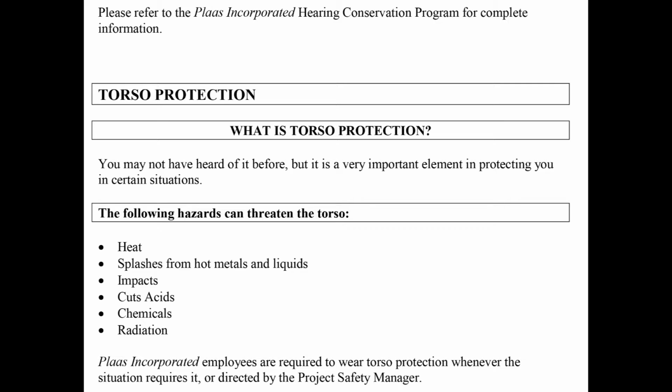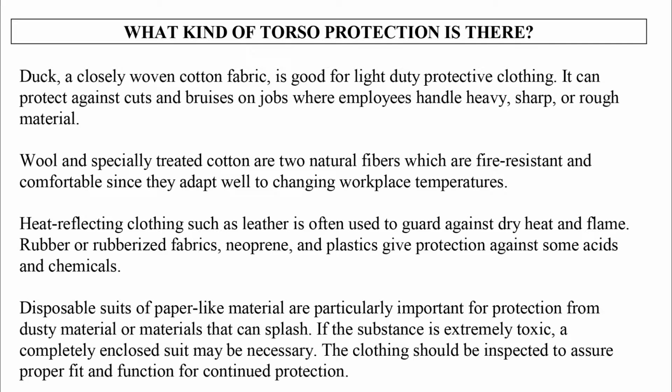Plaas Incorporated employees are required to wear torso protection whenever the situation requires it or as directed by the project safety manager. What kind of torso protection is there? Duck, a closely woven cotton fabric, is good for light-duty protective clothing. It can protect against cuts and bruises on jobs where employees handle heavy, sharp, or rough material. Wool and specially treated cotton are two natural fibers which are fire-resistant and comfortable since they adapt well to the changing workplace temperatures.